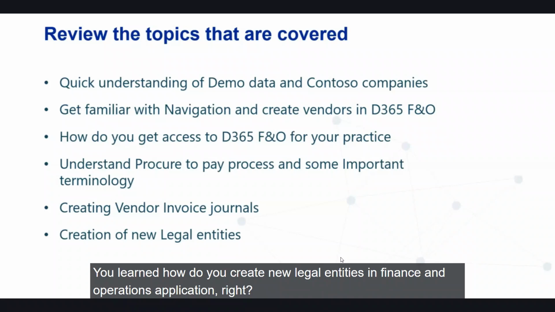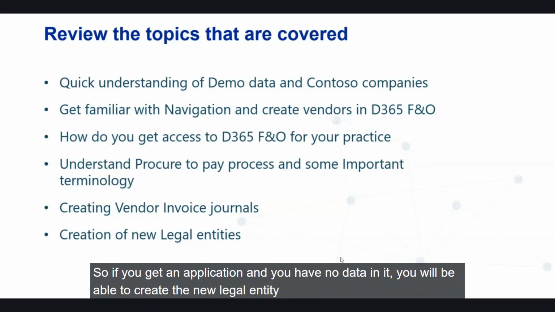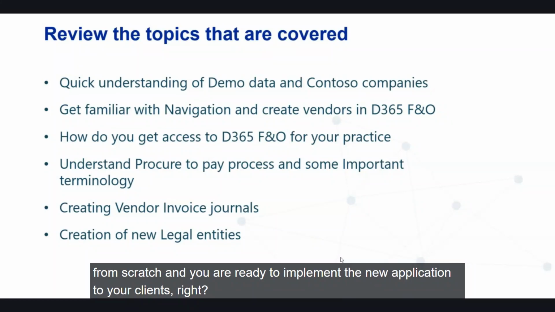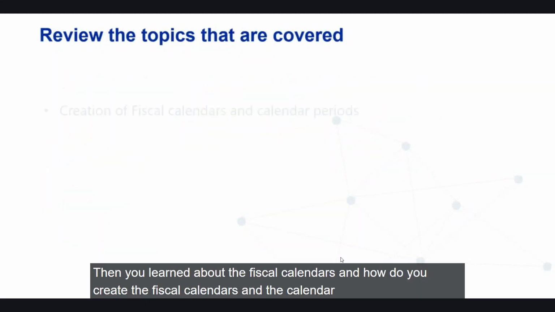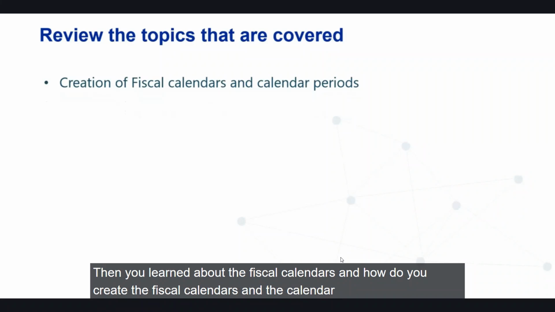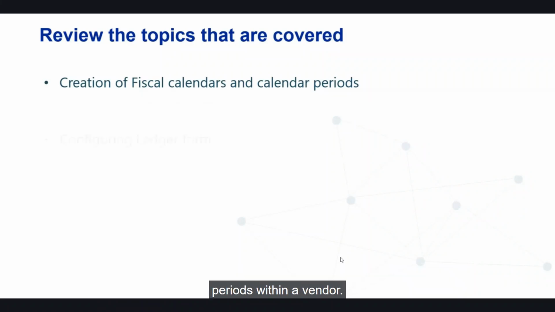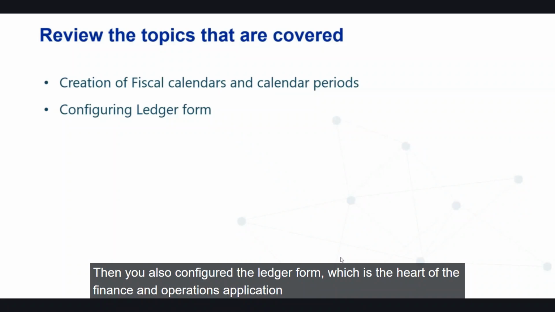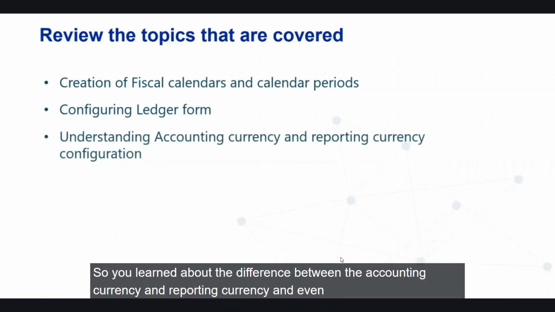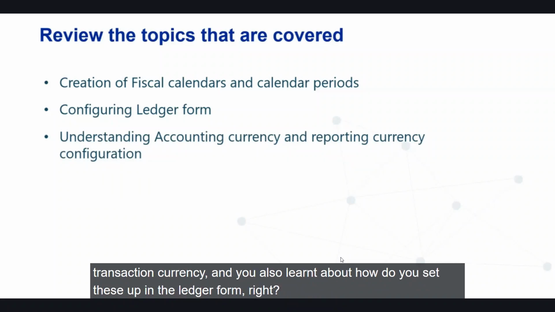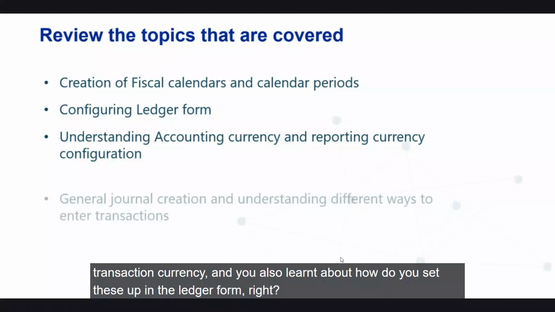You learned how to create new legal entities in the finance and operations application. So if you get an application with no data in it, you will be able to create a new legal entity from scratch, and you are ready to implement the F&O application for your clients. Then you learned about fiscal calendars and how to create the fiscal calendars and the calendar periods within F&O. Then you also configured the ledger form, which is the heart of the finance and operations application and general ledger module. So you learned about the difference between the accounting currency, reporting currency and transaction currency, and also how to set these up in the ledger form.